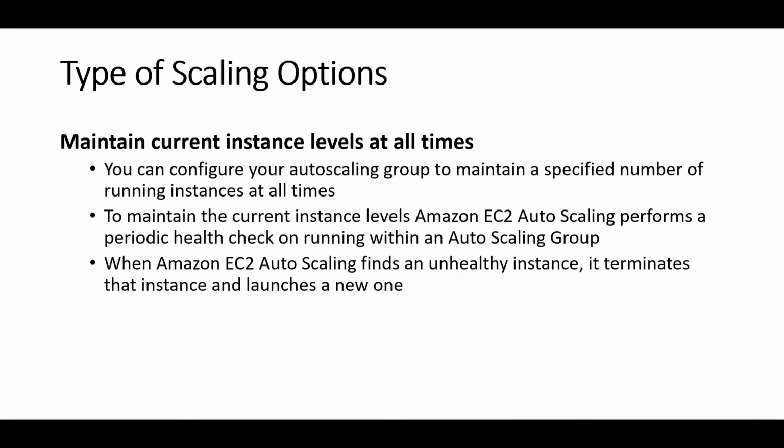The first one is maintain current instance levels at all times. You can configure your auto scaling group to maintain a specified number of running instances at all times. You might say, hey, I want a minimum of 10 instances at all times. To maintain the current instance levels, Amazon EC2 auto scaling performs a periodic health check on running instances within an auto scaling group. When Amazon EC2 auto scaling finds an unhealthy instance, it terminates that instance and launches a new one.